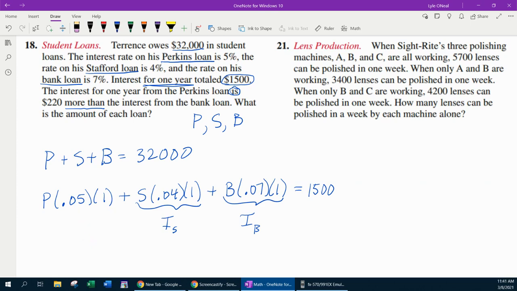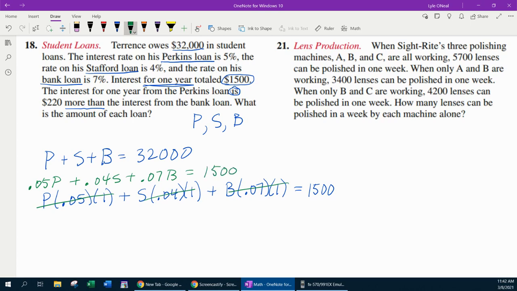It's not simplified, but it is set up, and then we could simplify it pretty easily if we want, which I do want. Okay, so let's simplify that, and we're going to do that in green right above it. That's going to be 0.05p, takes care of that, plus 0.04s plus 0.07b, and that should equal $1,500. So there's our second equation simplified.